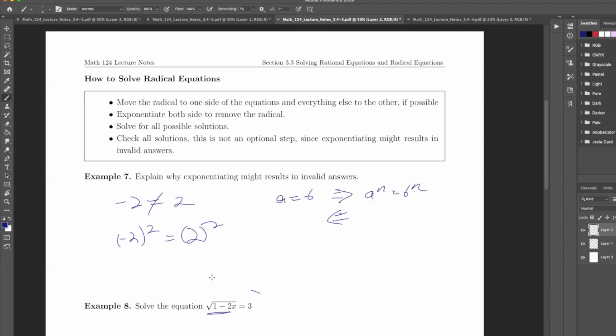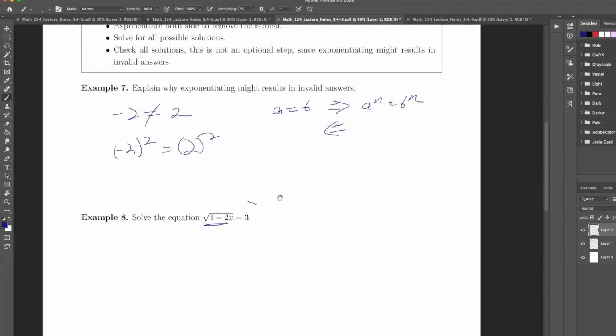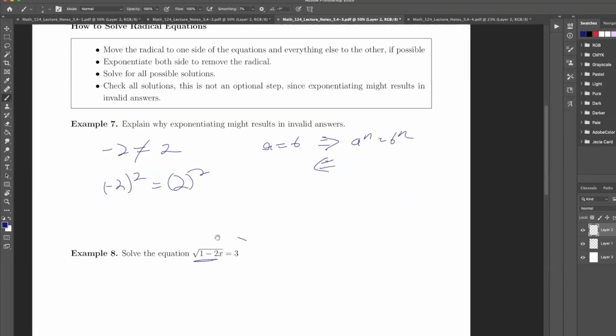We go back to example 7. Why are we exponentiating? Because I'm now exponentiating square roots, and the same problem can occur. I'll show you in a couple of these what can happen. This one already has the radical on one side and everything else on the other. So the first thing I'm going to do is just square both sides.